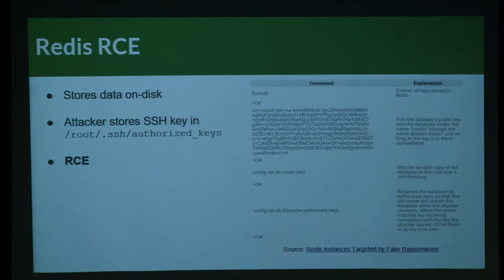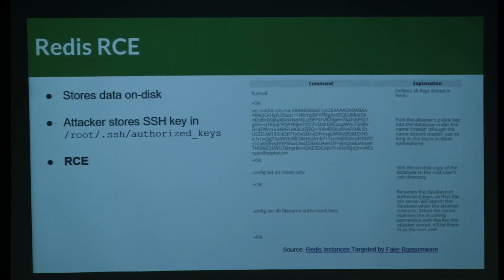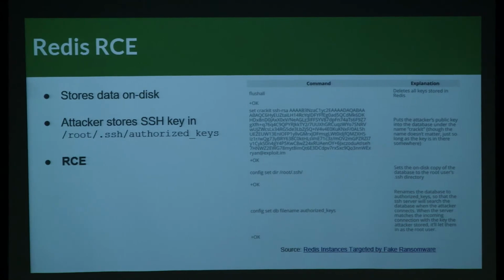So what I'll do is I'll set a key, and the value of it is going to be my public key. And so then I have access to the host. I can just SSH to it at that point and do whatever I want, because Redis wrote my public key to the authorized keys file, and so SSH is going to honor it whenever I try to hop onto the box. And that gives you remote code execution.